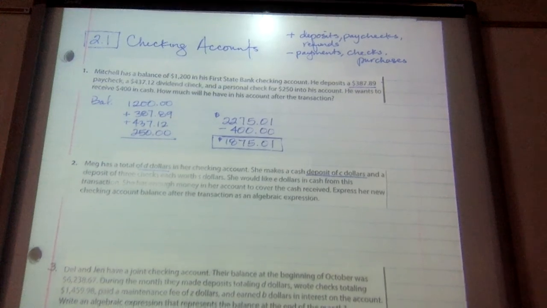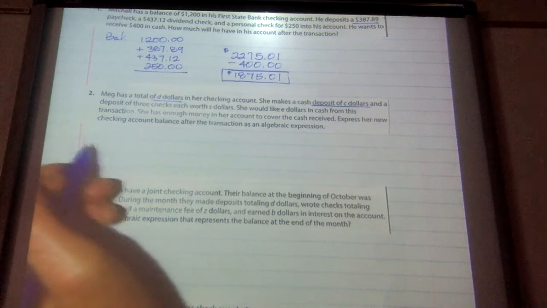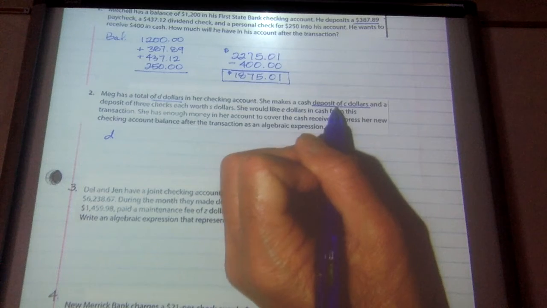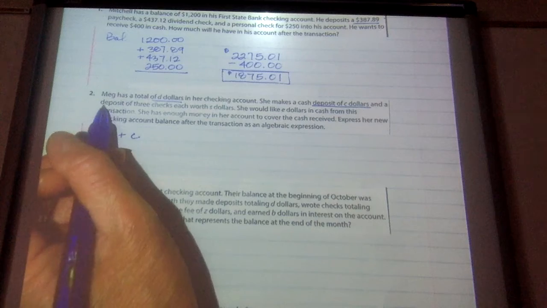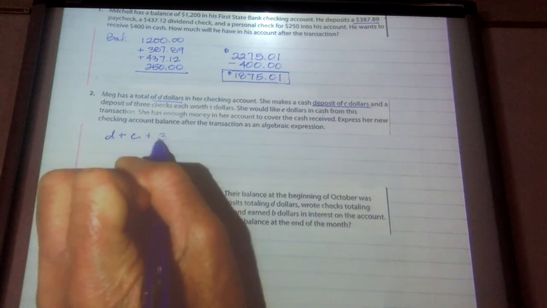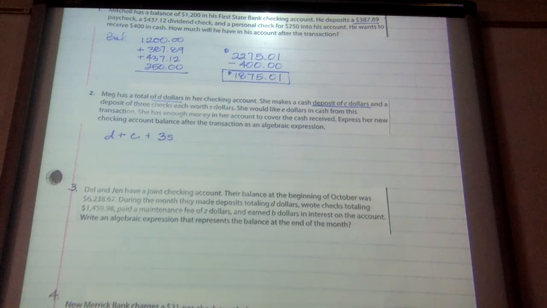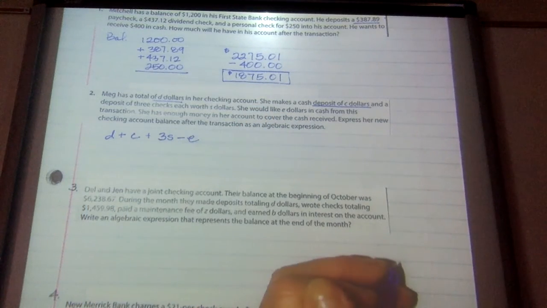So pretty simple. Number 2, Meg has a total of D dollars in her account. She makes a deposit of C dollars. Remember, deposits add to our account, so I would add C. She makes a deposit of 3 checks, each worth S dollars. So deposits would be 3, and she made 3 of them, so that's why I put 3S. So she would like E dollars in cash. So she wants to take out E dollars. She has enough money in her account to cover the cash received. Express this as an algebraic expression.